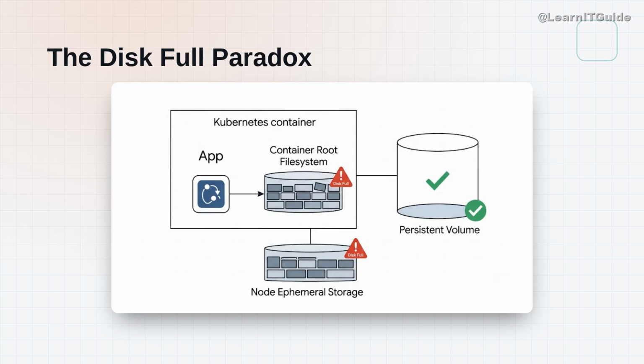If your application logs to standard out, or if it writes temporary files to a path that isn't on your persistent volume, it's writing to the overlay file system. And that file system has a hard limit set by the container runtime. If that limit is hit, your app dies, even if your main data volume is completely empty.